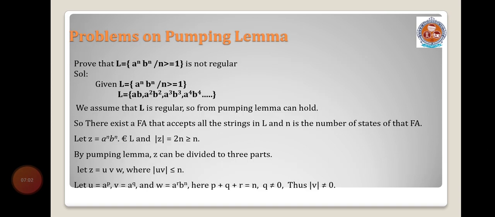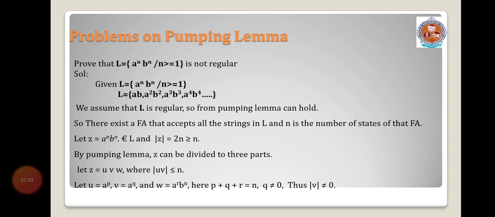And now the problems on pumping lemma. Let L equal to a power n b power n such that n greater than or equal to 1. We have to prove that the language L is not regular. If we expand the language, the strings in it are ab, a square b square, a to the power of 3 b to the power of 3, a to the power of 4 b to the power of 4, and so on.